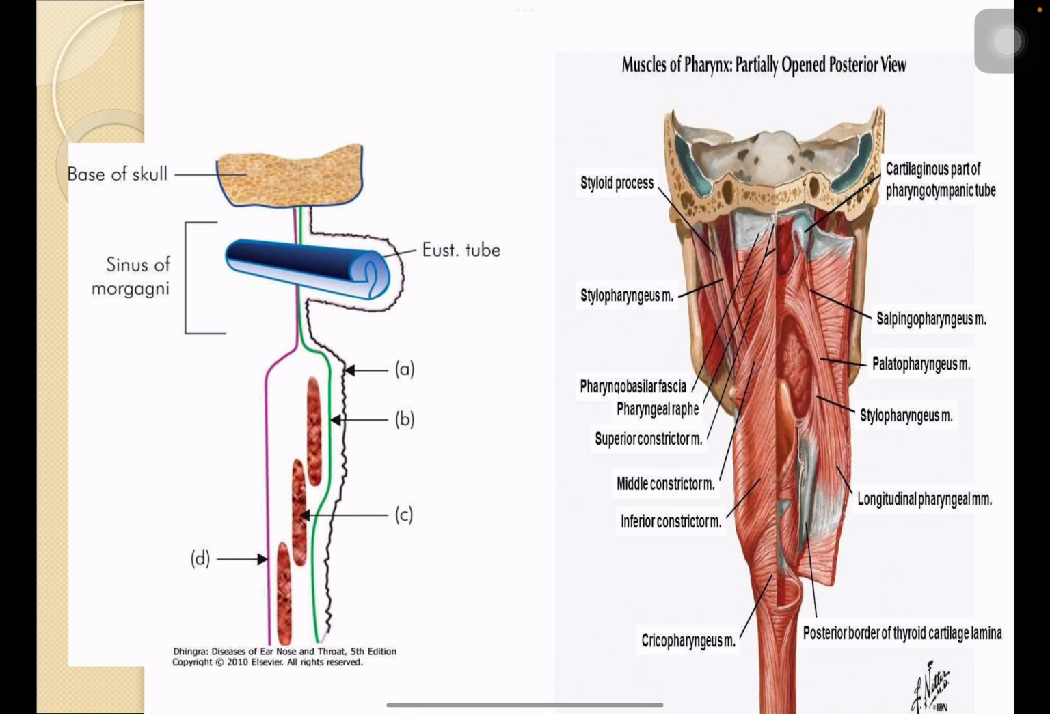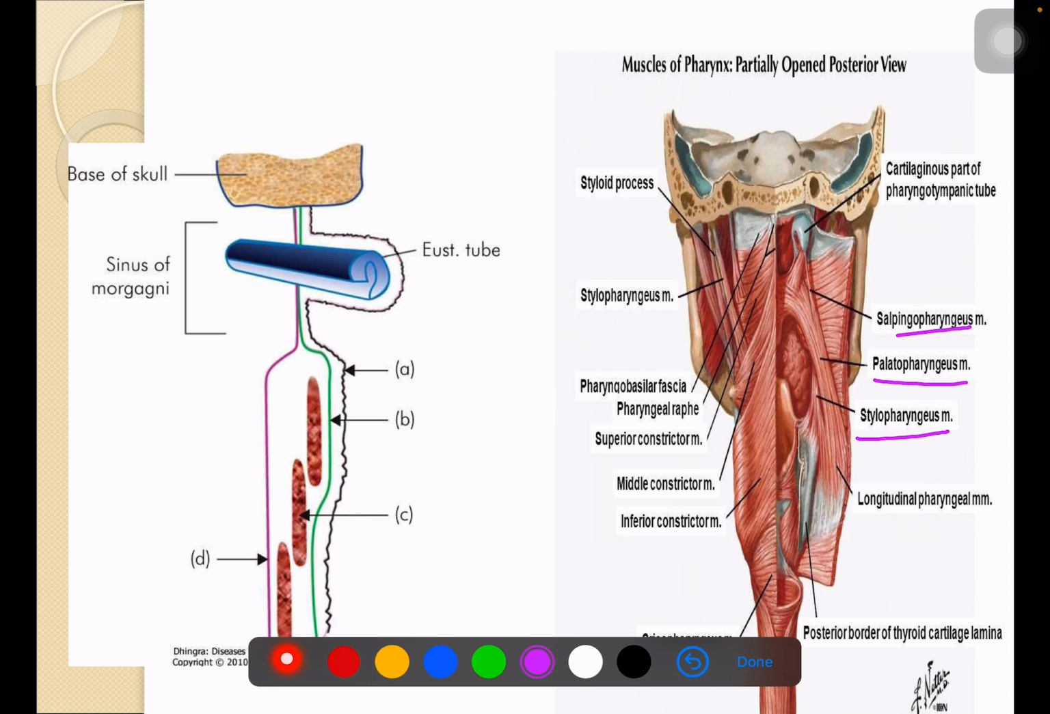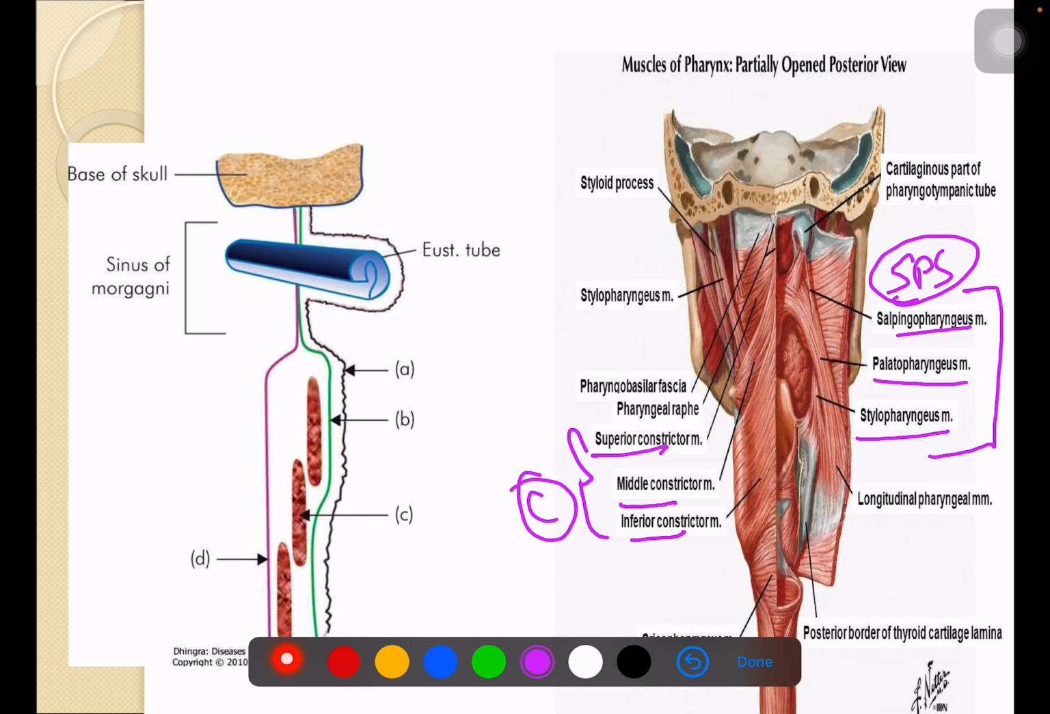If you can appreciate, salpingopharyngeus, palatopharyngeus, and stylopharyngeus, these 3 are SPS. These are the longitudinal muscles. Superior constrictor, middle constrictor, and inferior constrictor are the circular muscles. They come together and join at the midline raphe, which I have marked with purple. When the constrictor muscles join here, there is a potential space between the superior constrictor muscle and the base of skull. This potential space is known as the sinus of Morgagni.